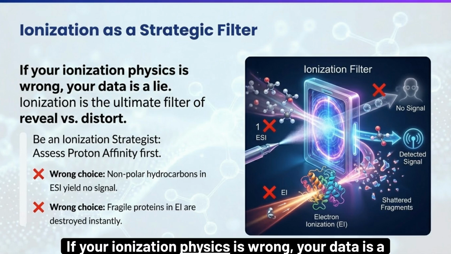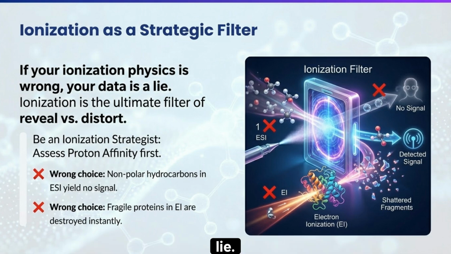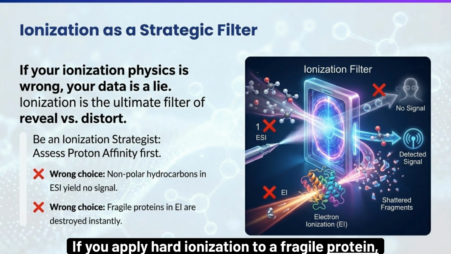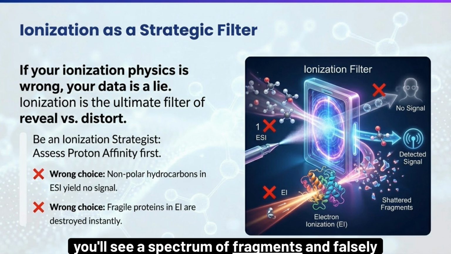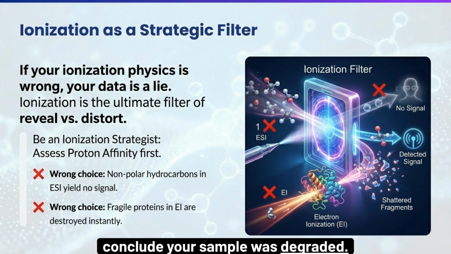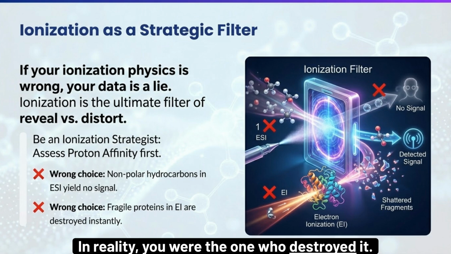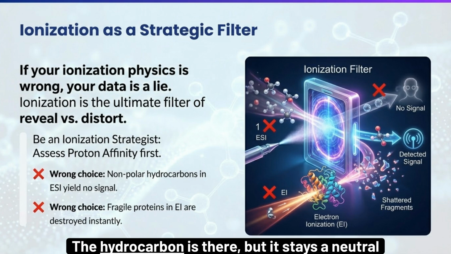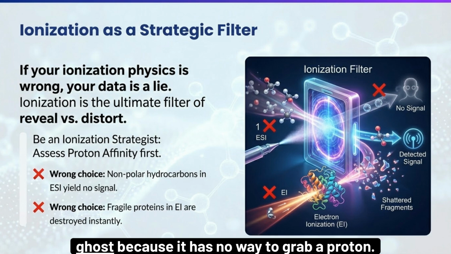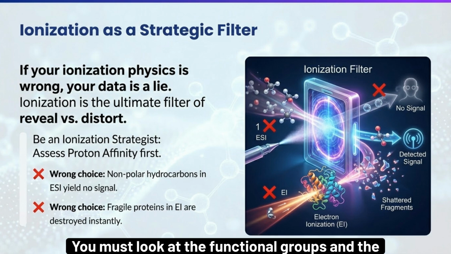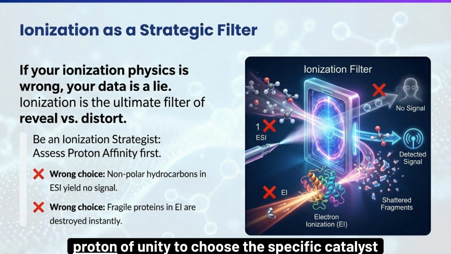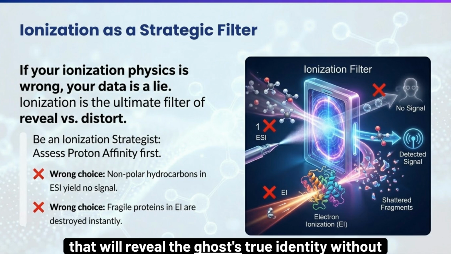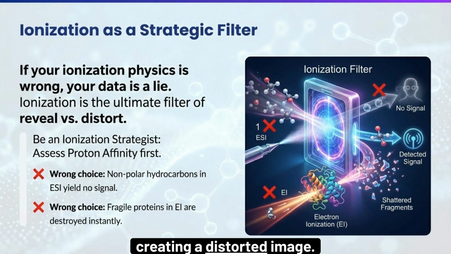If your ionization physics is wrong, your data is a lie. If you apply hard ionization to a fragile protein, you'll see a spectrum of fragments and falsely conclude your sample was degraded. In reality, you were the one who destroyed it. Conversely, if you use ESI on a nonpolar hydrocarbon, you will see a flat baseline. The hydrocarbon is there, but it stays a neutral ghost because it has no way to grab a proton. You must look at the functional groups and the proton affinity to choose the specific catalyst that will reveal the ghost's true identity without creating a distorted image.